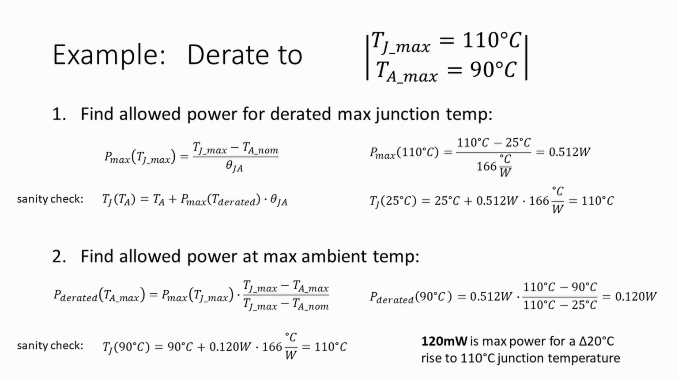The other note is that 90 C is very high ambient temperature. Again, the approach has to get tailored to the actual application. We're trying to do a high rel design now, so this is what we're going to stick with. A 1.8 watt part derated down to 120 milliwatts.